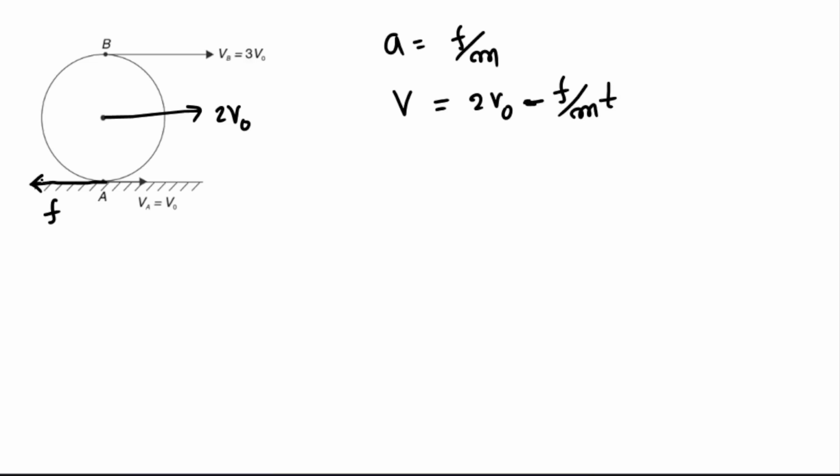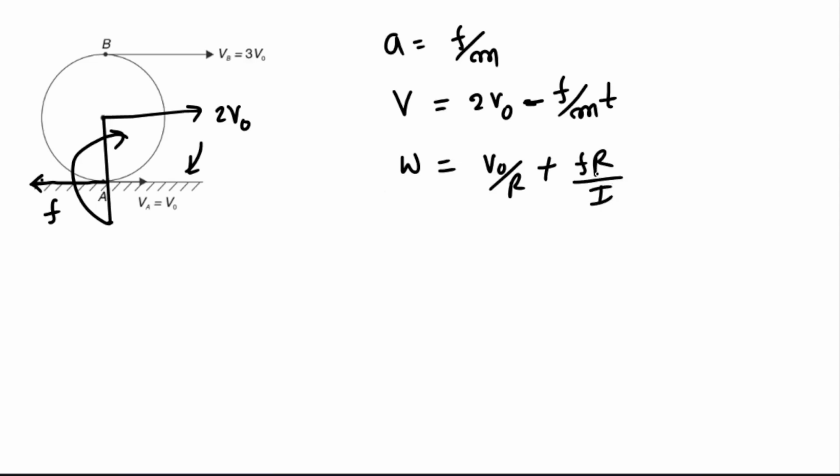And if you talk about torque of this around center of mass, it will be r cross F, right? So it is in which direction? It is in clockwise direction. So basically it will act in the direction of omega. So omega at any time can be given as omega naught, this is v naught by r, plus torque, which is equal to F r by I, alpha.